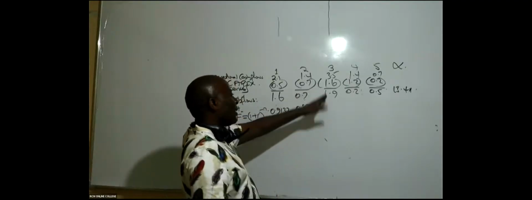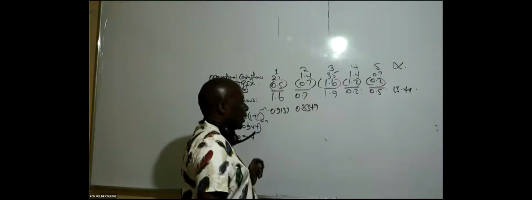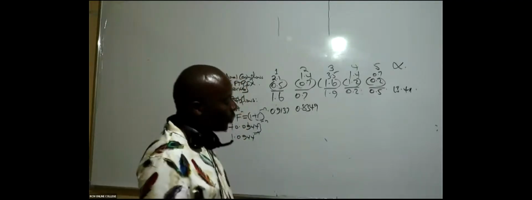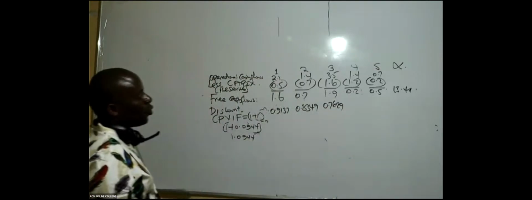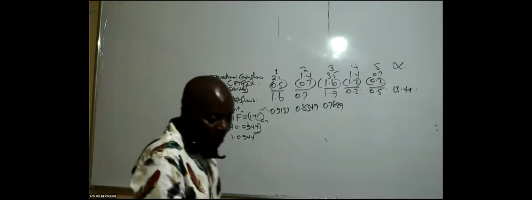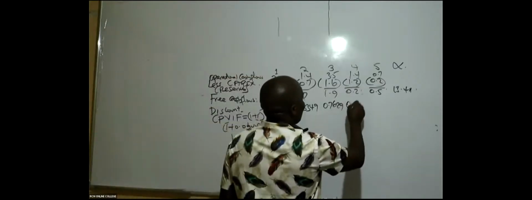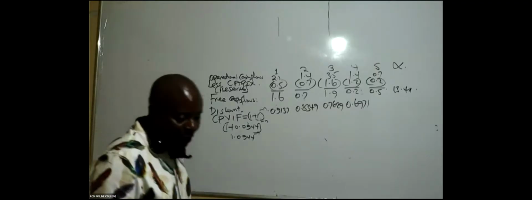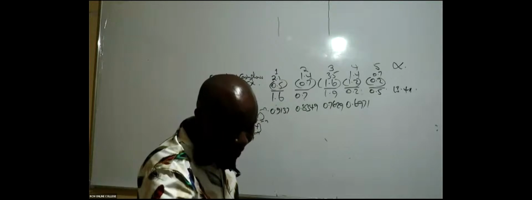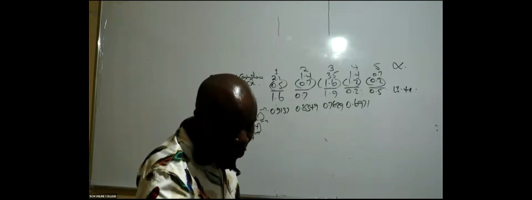Year 3, I mean. When n is 3, 0.7629. What about when n is 4? 0.6971. And then lastly, when n is 5, 1.0944 raised to negative 5. Yeah, the worker car is what we shall use as the rate of discounting.